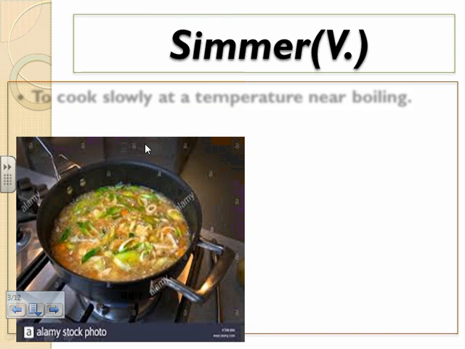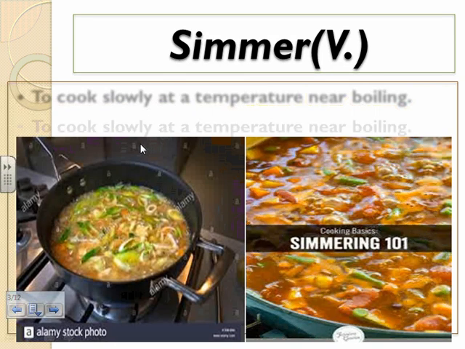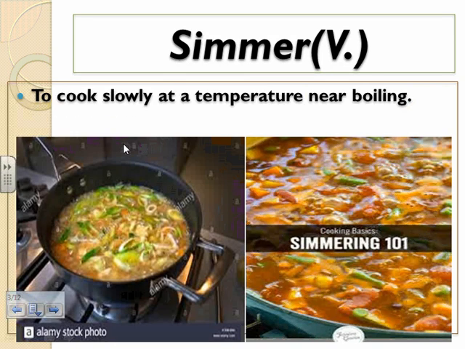Simmer. What's simmer, as you see from the image? To cook it slowly at a temperature near boiling. Not boiling, but near boiling. To turn down the fire and cook it slowly. This is simmer. It's a verb. The food is being simmered. They're simmering the food.